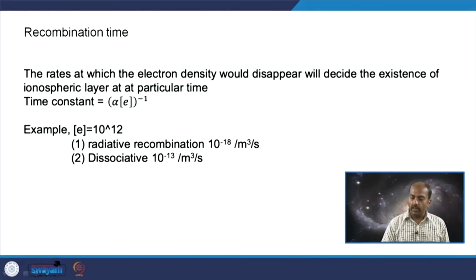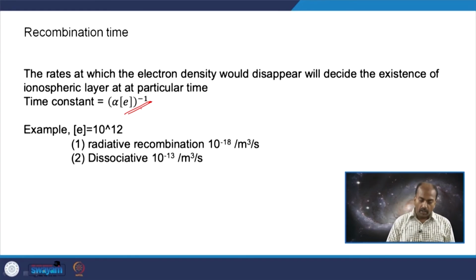So the rate at which the electron density would disappear will decide the existence of an ionospheric layer at a particular time. This is defined as a time constant, so it has the dimensions of time. Alpha is the recombination rate of a particular chemical reaction, and E is the electron density participating in that reaction. So take the inverse, and you will get the value of the time constant.